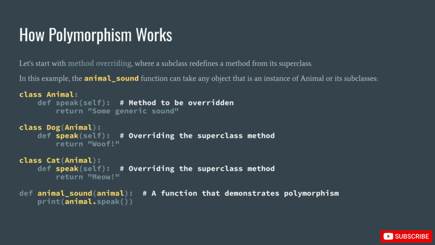In this scenario, a subclass can redefine a method from its superclass. Here, both the Dog and Cat classes override the speak method defined in the Animal class. When we call animal_sound with different animal instances, it will invoke the appropriate speak method based on the actual object type, showcasing how polymorphism allows for flexible and dynamic method behavior.